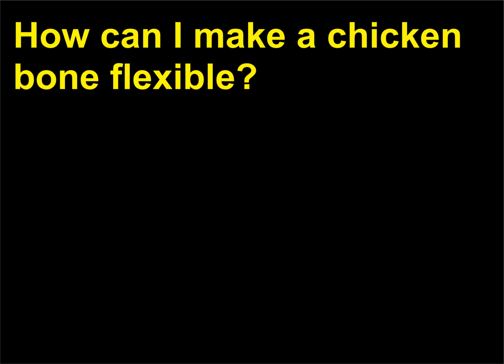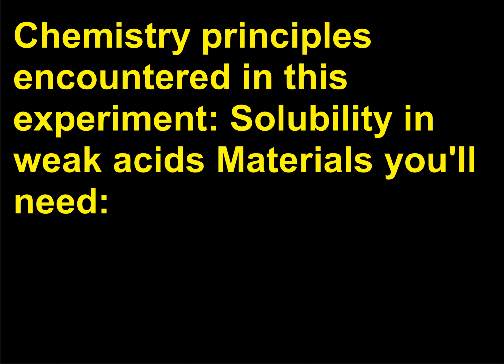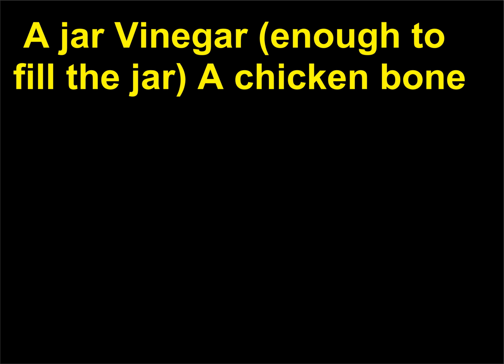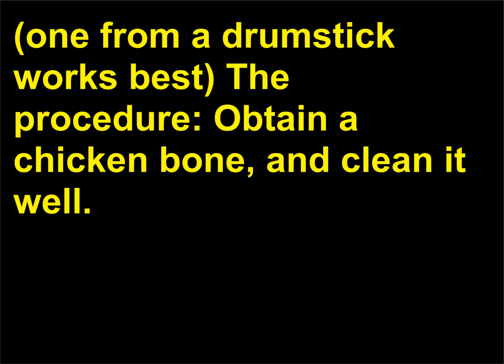How can I make a chicken bone flexible? Chemistry principles encountered in this experiment: solubility in weak acids. Materials you'll need: a jar, vinegar, enough to fill the jar, and a chicken bone. One from a drumstick works best.